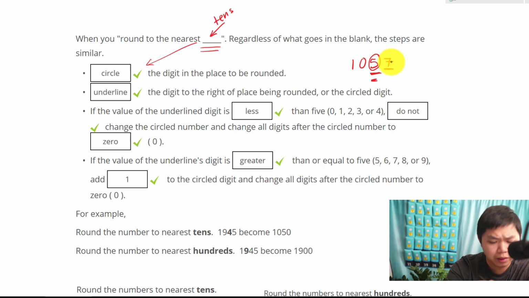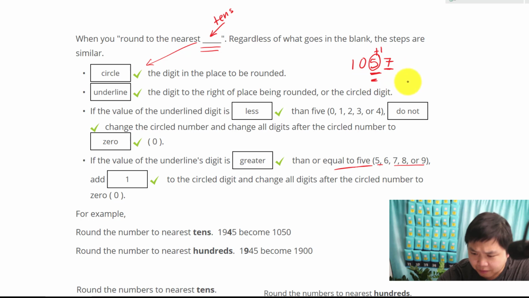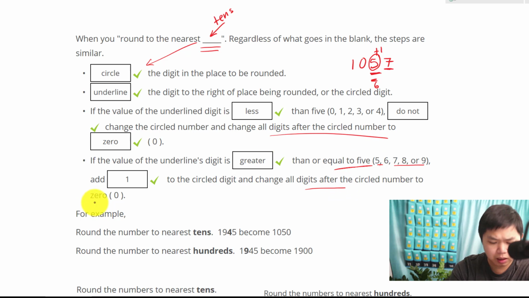Now let's look at the other rule. If the value of the underlined digit is greater than or equal to 5, see the words equal to 5, so from 5 all the way through 9, then we add one more to the circled digit. See how this is 5 right here, we're going to add one more. What is that going to become? In this case, that 5 becomes 6, okay? And then what do we do next? Change all the digits after the circled number to 0, which is the same thing as up there.